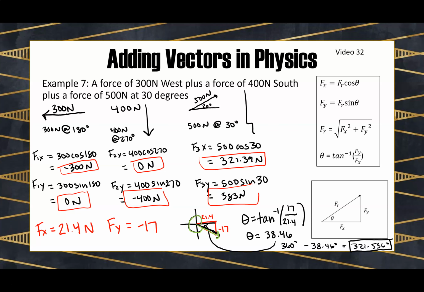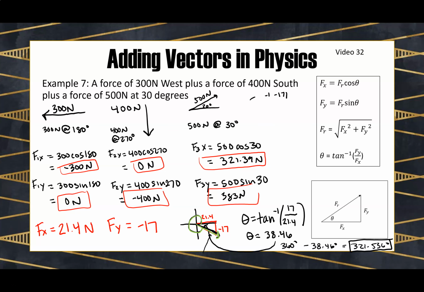Now I do want to show you kind of an optional way. You can keep the negative in there if you actually did tan inverse of negative 17 over 21.4. It would actually give you negative 38.46 degrees, which you can realize that that's right where my green angle is below the x-axis, and then you could do 360 minus a positive 38.46 degrees. So you're welcome to do that. That's totally fine. I mean, it doesn't matter to me which one you do. No big deal.